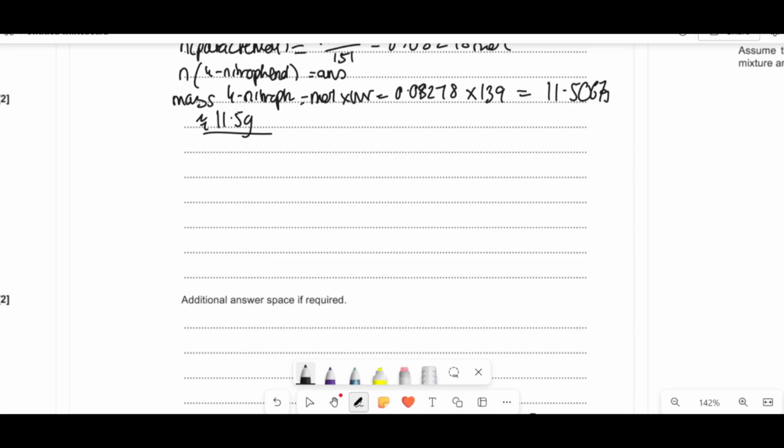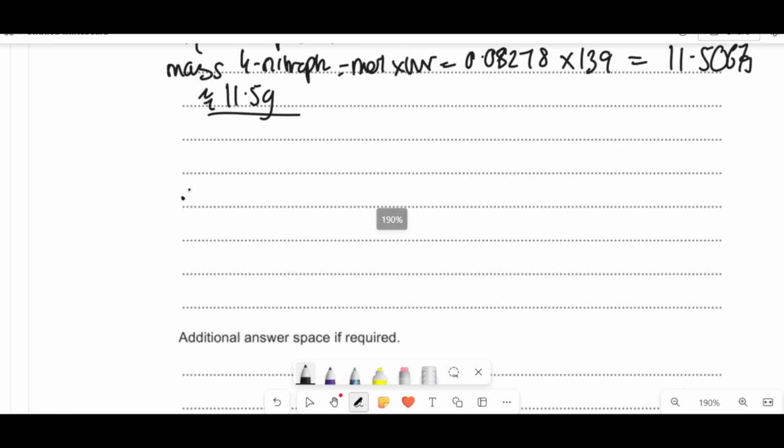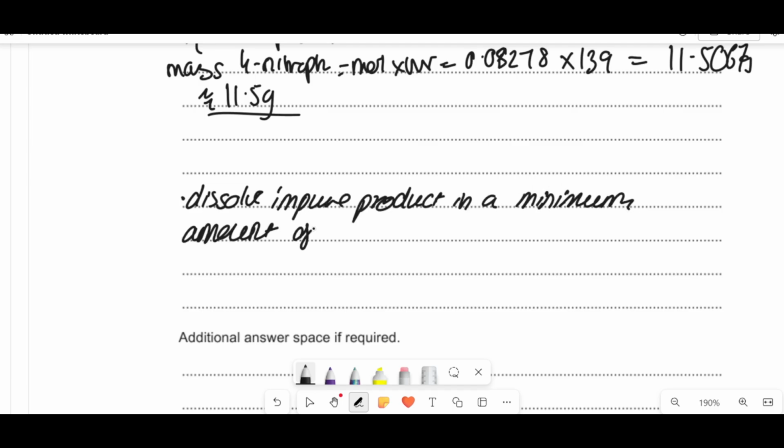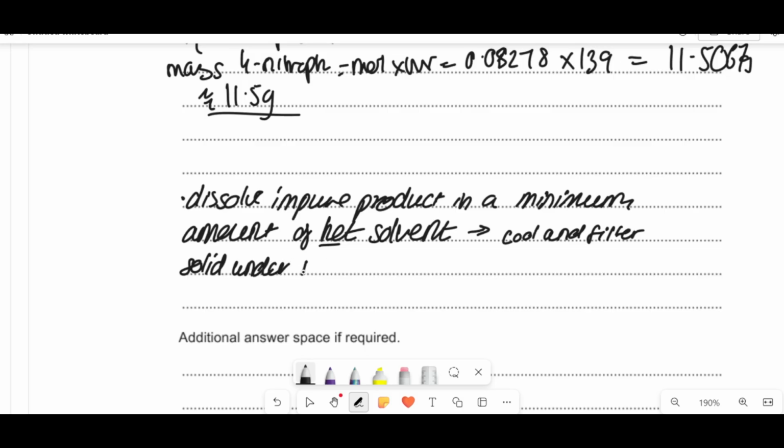So what we need to do first is we need to dissolve the solid paracetamol in the minimum amount of solvent for this. So you would dissolve the impure product, the impure paracetamol here, in a minimum amount of hot solvent. The reason being is because you want it to be soluble in this when it's hot. So it will dissolve when it's hot, but when it's cold, it's not going to dissolve anymore and it will come out as a solid, right? So then what you would do is you would then cool and filter the solid under reduced pressure.